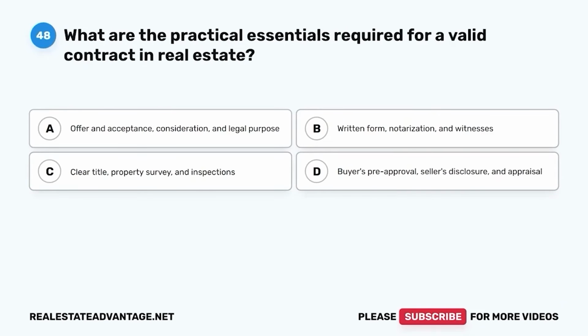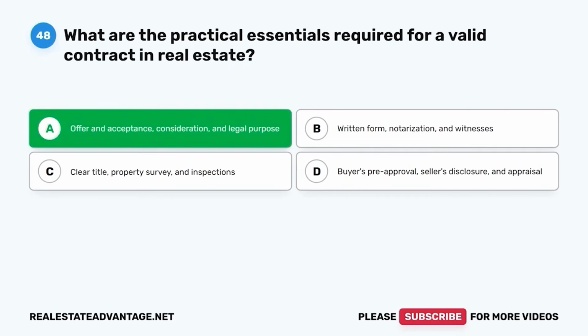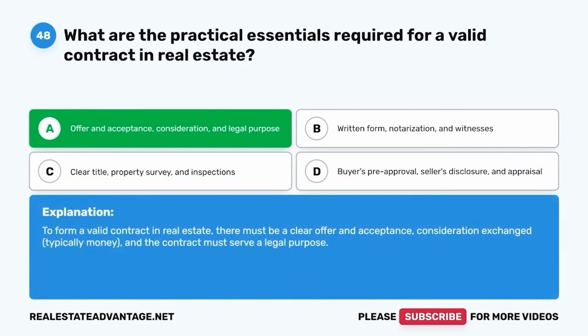Question 48. What are the practical essentials required for a valid contract in real estate? A. Offer and acceptance, consideration, and legal purpose. B. Written form, notarization, and witnesses. C. Clear title, property survey, and inspections. D. Buyer's pre-approval, seller's disclosure, and appraisal. The correct answer is A, offer and acceptance, consideration, and legal purpose. To form a valid contract in real estate, there must be a clear offer and acceptance, consideration exchanged, typically money, and the contract must serve a legal purpose.